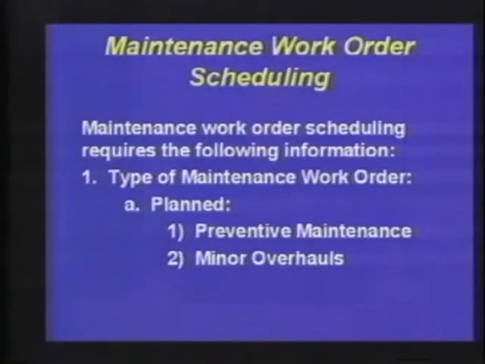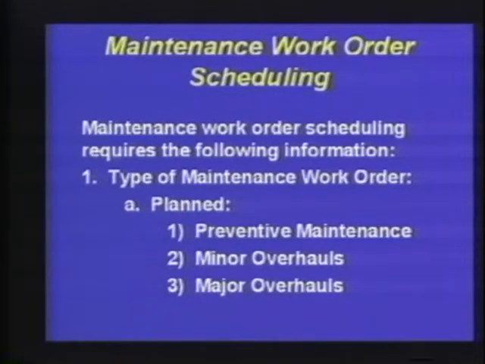Let's start off with the first element, which is the definition of the 2 types of work orders that we addressed originally in section 4 in the inventory management portion. We have planned and we have unplanned maintenance work orders. The 4 types of planned maintenance work orders are identified as the preventative maintenance work order, the overhaul of minors, and the overhaul of majors. And then we also have projects.